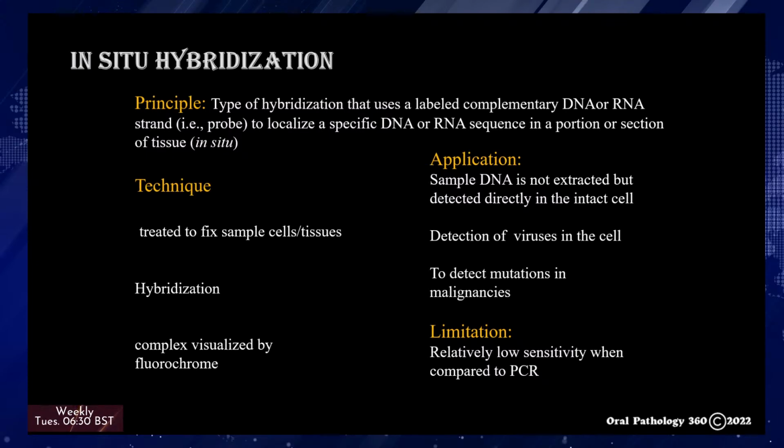In situ hybridization. In this type of method, a labeled complementary DNA or RNA is used to localize a nucleic acid sequence in a tissue. This technique is very commonly used to detect viruses in the cell and mutations in malignancies.